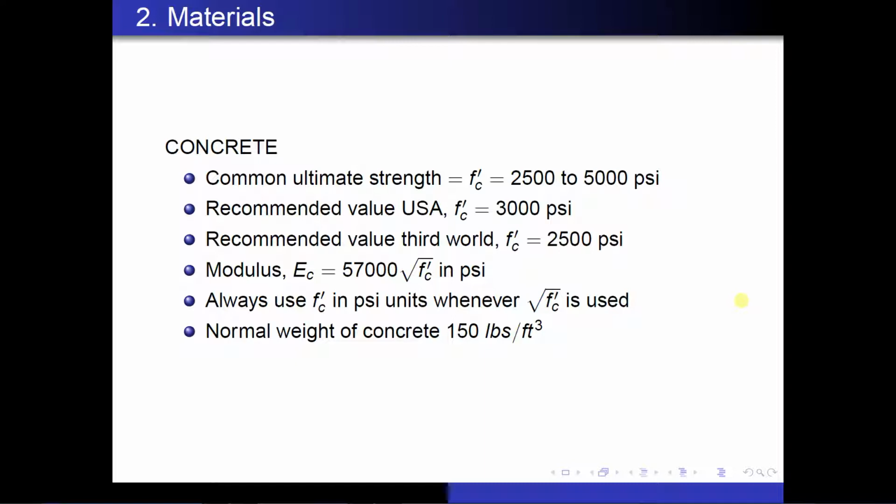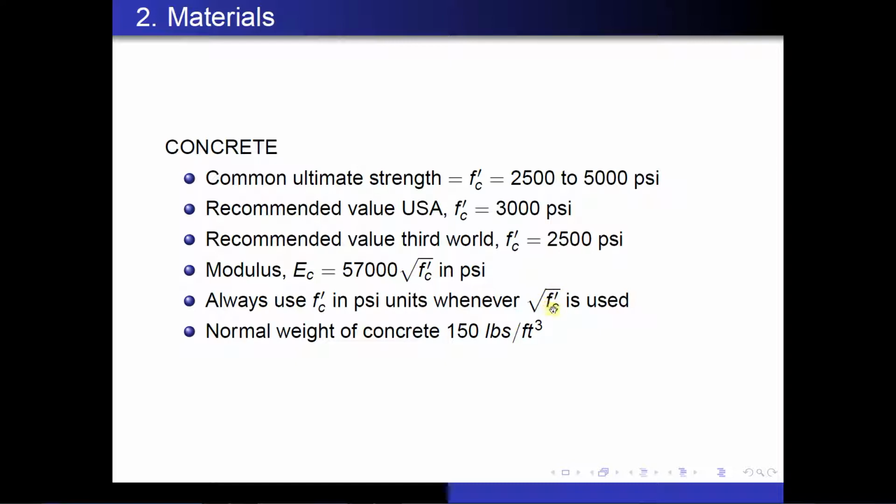Now, the modulus of elasticity for concrete can be calculated according to this formula here. Ec is equal to 57,000 times the square root of f'c, and the resulting answer will be in psi. Now, it's important to realize that whenever you see in the formulas that you will often see in the code book, whenever you see those formulas have f'c under a square root symbol, it's important that you use f'c in psi units.